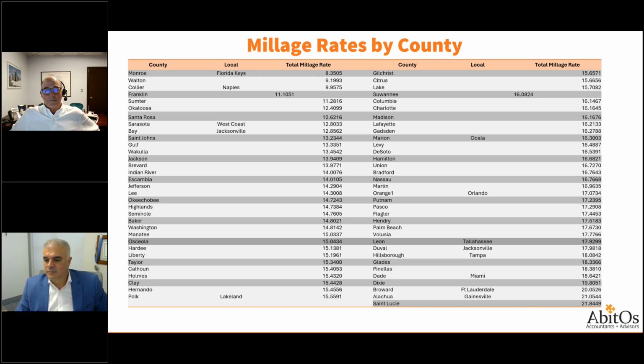And if your business is inside of a city that is inside of a county, the city can add their tax rate to millage also. So do your research, get with the tax professional before you buy a piece of real estate, just to know in advance what the millage rates are and what's applicable.